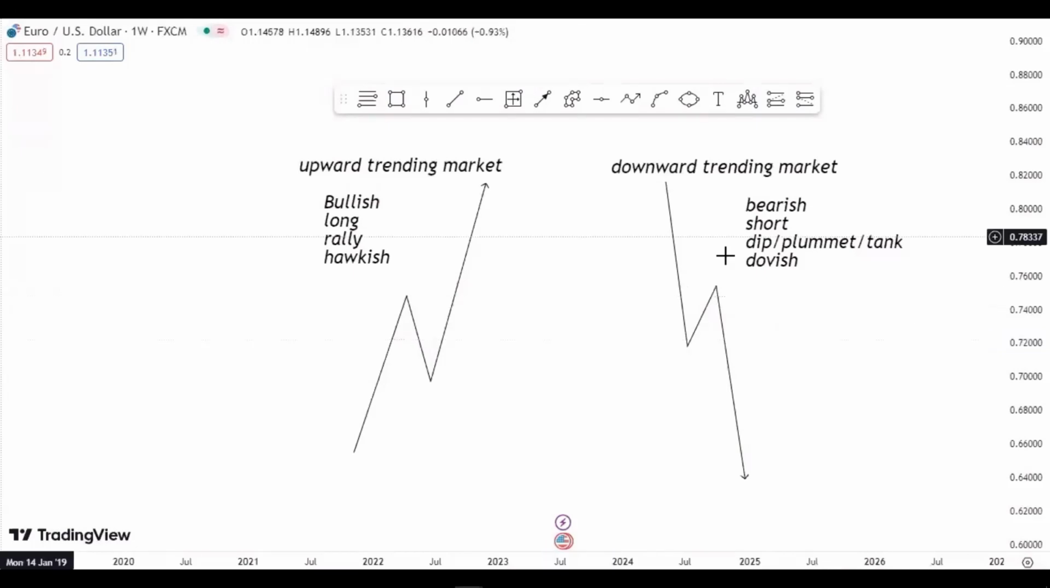But then the next set of words, dip, plummet, tank, these are normal English words that are thrown around. For those of you who watch football, sometimes when a player loses form, they say the player's form has dipped. That's because the player's performance has reduced drastically. It's a normal English word that we throw around all the time. Same thing can be said for plummet. When we say something has plummeted, it's dropping really hard. Tank also means that it's dropping really hard. So dip, plummet, or tank are all words that can describe a market that is bearish.